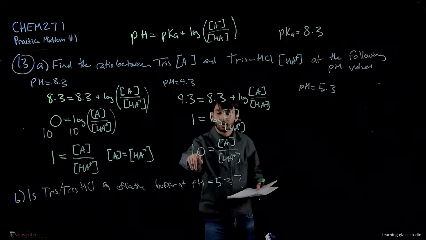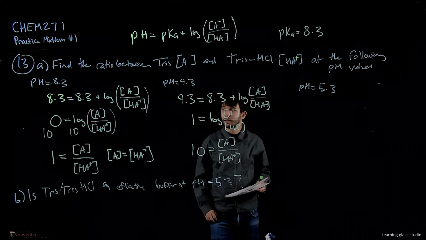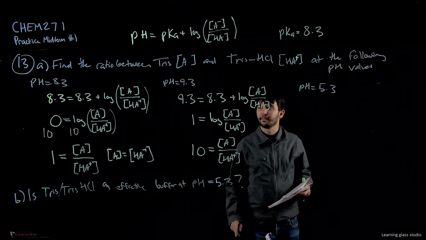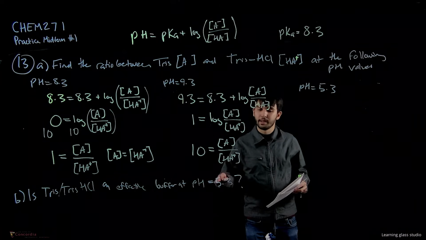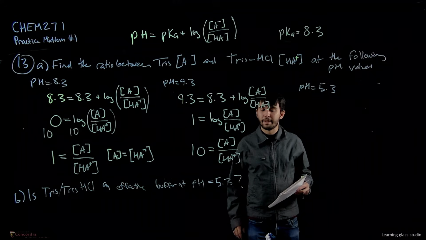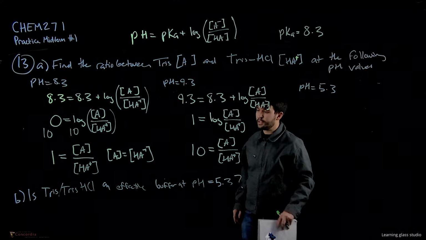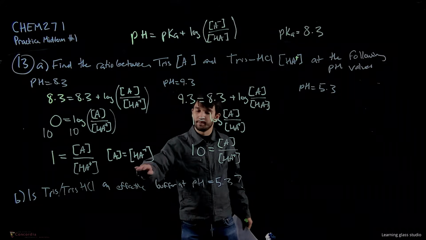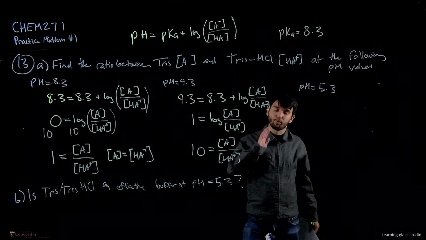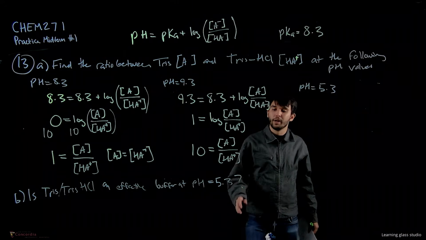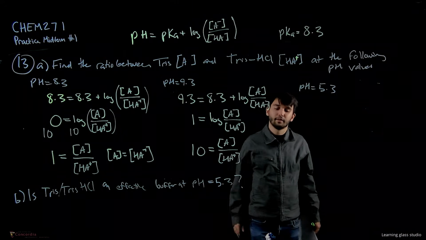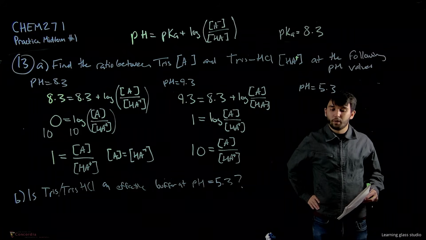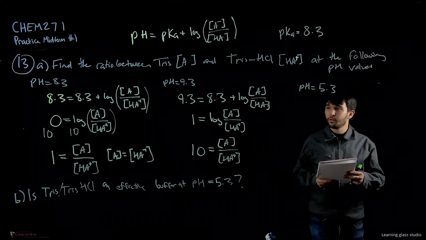If we get a number greater than 1 here for the ratio, that means we have more of the conjugate base than we do the acid. If that's the case, we expect the pH to be more basic than the pKa, which is what we observe, because when pH is equal to pKa, we have equivalent amounts of conjugate base and acid. When pH is greater than pKa, so more basic, we have more of the conjugate base than the acid, so that makes sense.